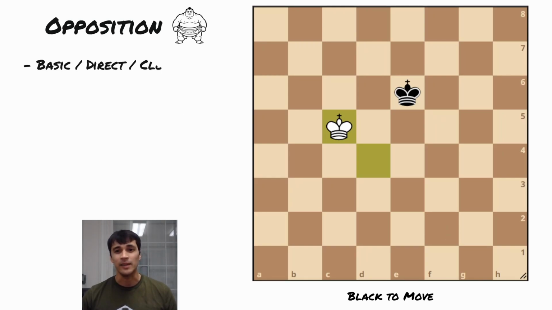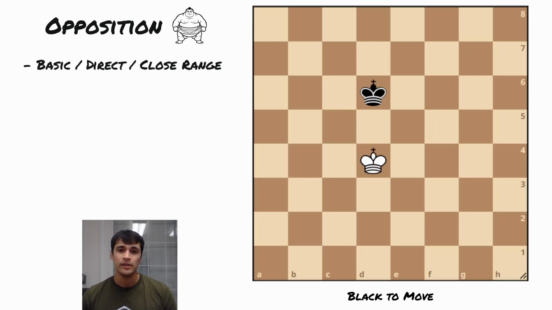There are 5 types of opposition. So if we go back to the beginning of this position, this is known as basic opposition or close range opposition, where the kings are on the same file or the same rank and there is one square in between the 2 kings. So this is basic opposition.